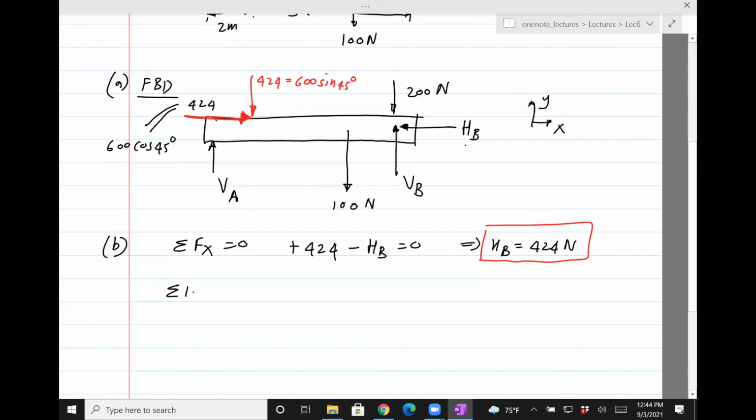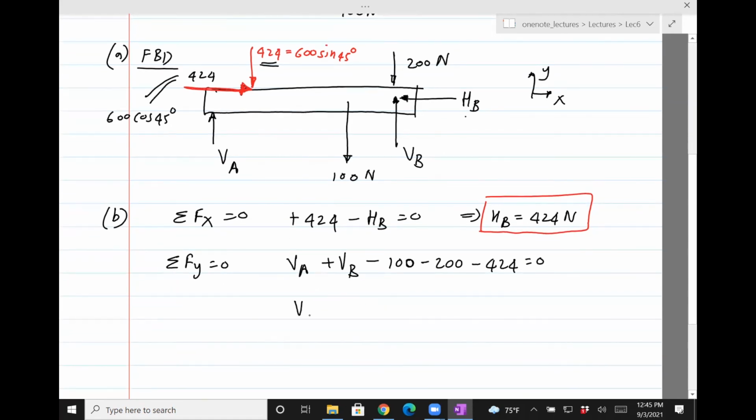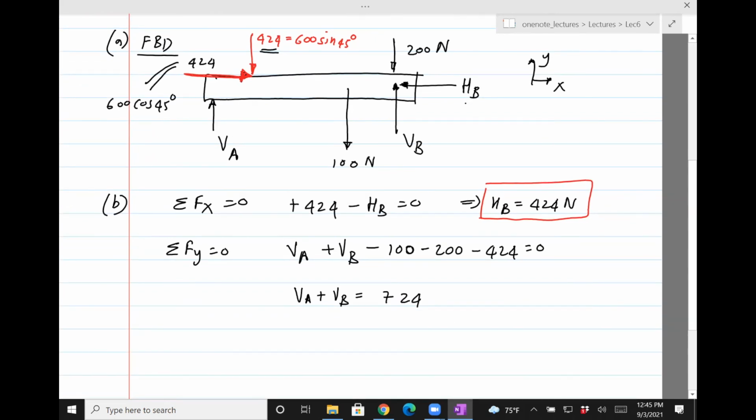Okay, the next equation I'll write is the net force in the y direction is 0. So again, our convention is going to be positive is upwards, negative is downwards. So VA is positive, it's upward. VB is positive, it's upward. 100 newtons is downwards, it's negative. 200 is downwards, negative. And then 424 is downwards. So if you sum that up and move things around, you get VA plus VB equals 724.